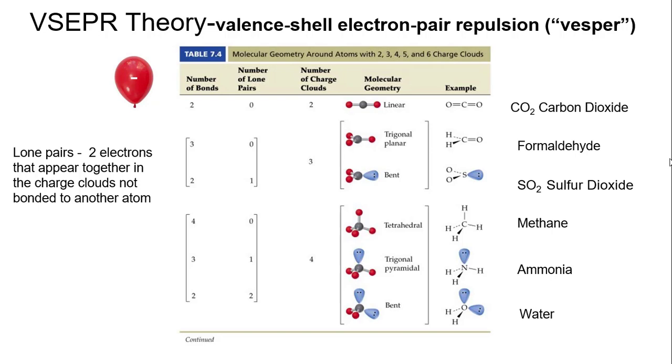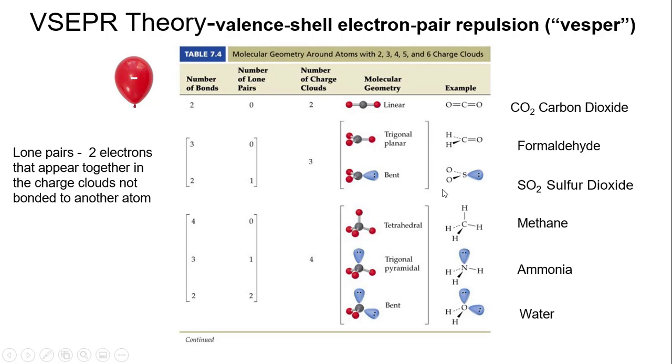The simplest, two charge clouds, is CO2, carbon dioxide. It's linear. Formaldehyde, which you can see here, carbon bonded to two H's and double bonded to an O, is trigonal planar. It's on a plane, three together on one plane. Then the same shape, but with a lone pair here, is bent, because only these three count because of this lone pair. Sulfur dioxide is an example of that.